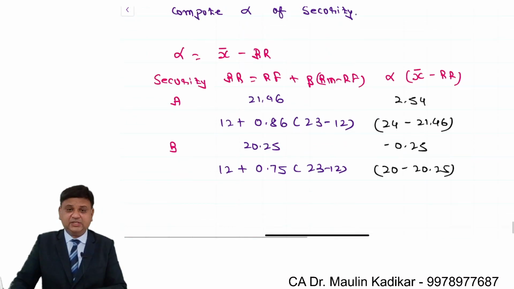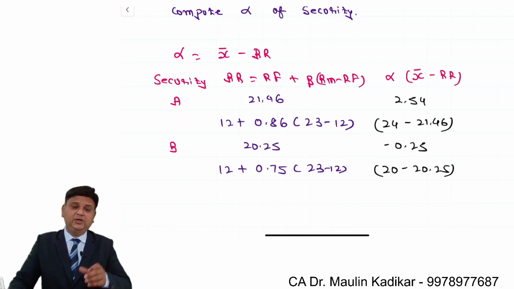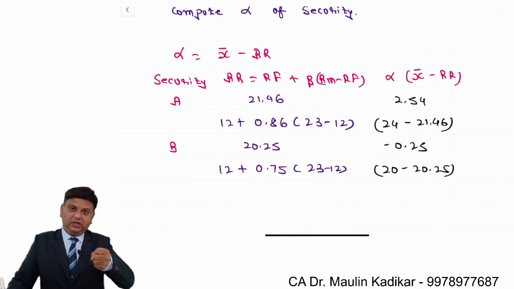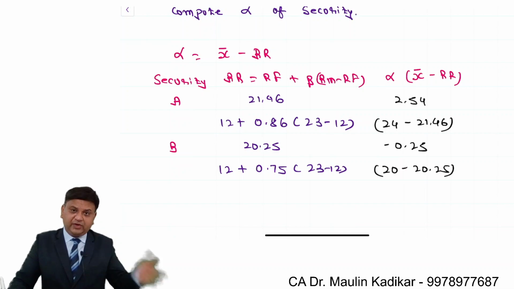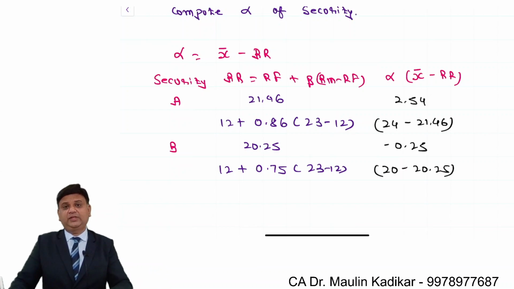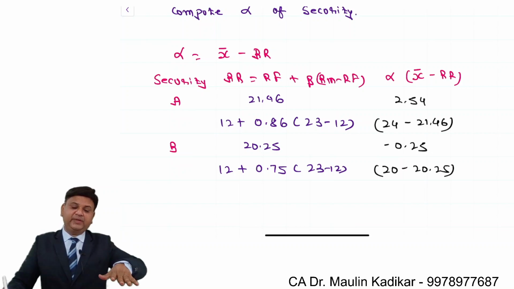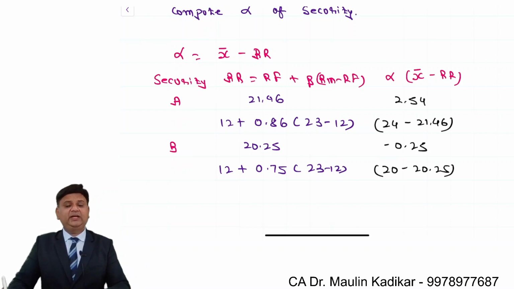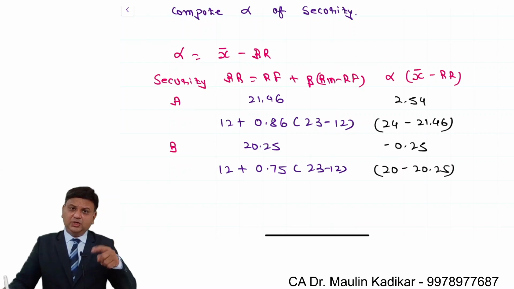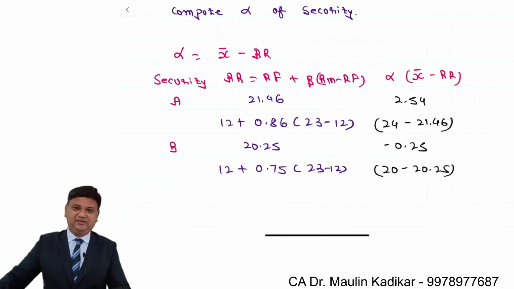The security which has positive alpha, you should continue to hold, and if at all you want to invest further, you can make investment further in that security, because technically it is an underpriced stock. As far as security B is concerned, it has negative alpha, so you should sell that investment. We can say that it is overpriced, so you should sell the investment.